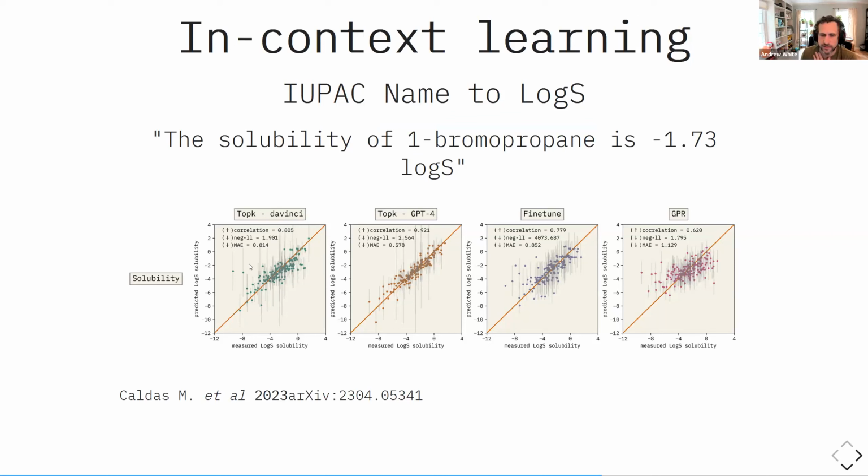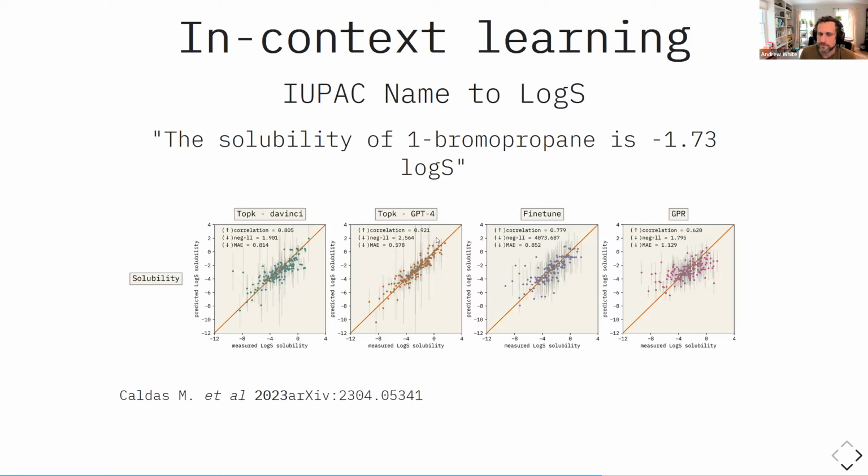And these are a few different large language models, DaVinci, GPT-4, fine-tuning. So this GPT-4, we don't even fine-tune it. We just literally give it a few examples of other compounds that we know solubility for, and then ask it to predict the new one. And Gaussian process regression is just a baseline, kind of traditional model. So GPT-4 predicting the compound solubility quite well.